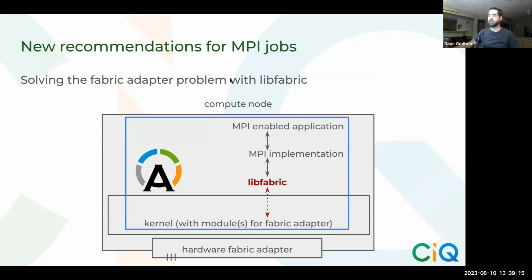So we have been experimenting with and suggesting that instead people more widely adopt libfabric when they are using containerized MPI. So now your MPI implementation is compiled against libfabric, but libfabric provides an abstraction layer so that it doesn't matter quite so much what version of the module is installed or even what kind of underlying fabric adapter you have. Libfabric is able to translate the commands into whatever is proper for the underlying kernel module. So once again, this is something that we're experimenting with and benchmarking currently at CIQ.